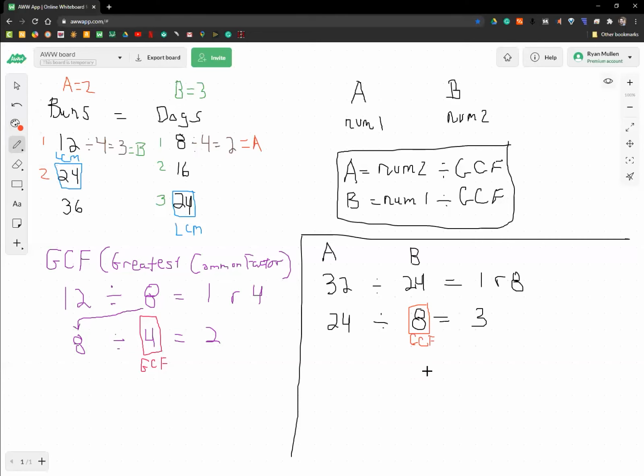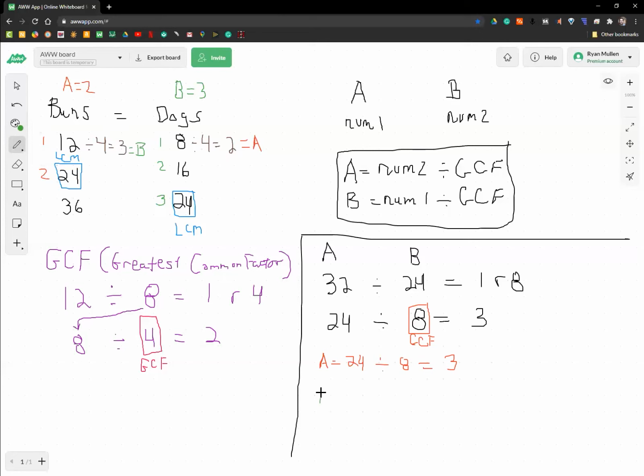And now that we found the GCF, I can just execute my algorithms. So now if I want to solve for A, A is going to be equal to number 2 divided by GCF. Number 2 in our case is 24 divided by 8. And when I do 24 divided by 8, I get 3.